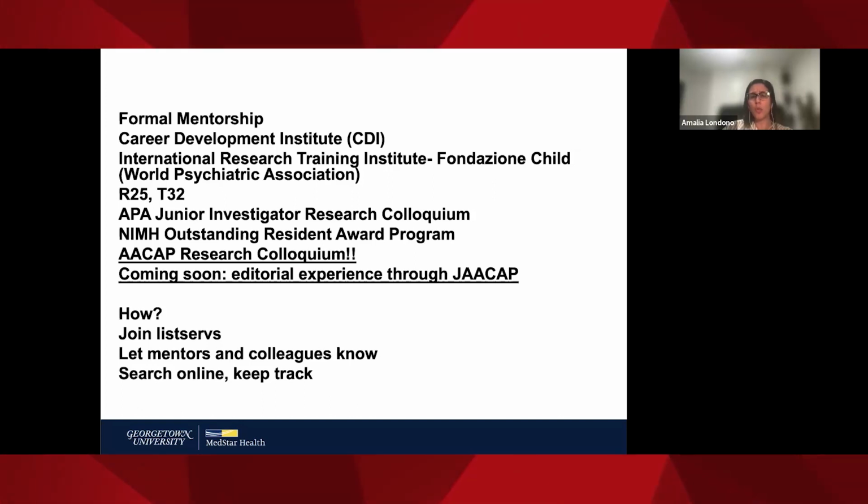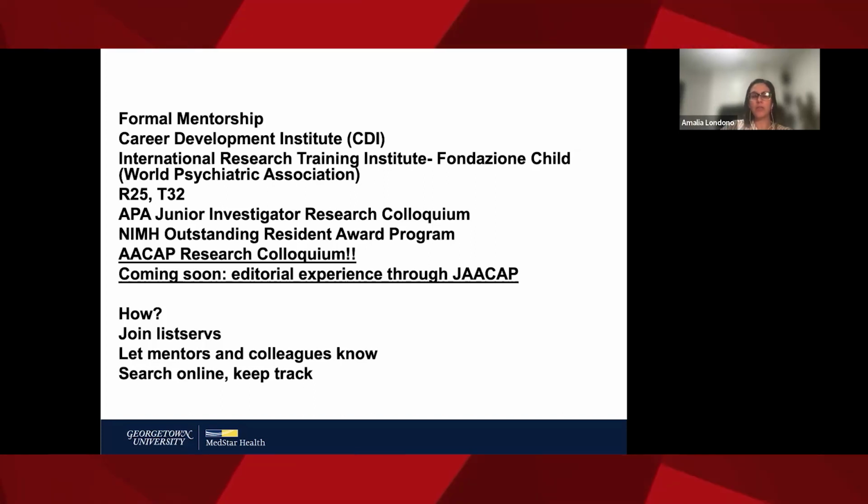And then there's formal mentorship too. There's the Career Development Institute, if you haven't heard about it. There's also an international research training from the World Psychiatric Association. There's the APA Junior Investigator Research Colloquium. There's the ACAP Research Colloquium. There's the NIMH Outstanding Research Award Program. Again, keep a list of them, track them, and then try to apply for them.